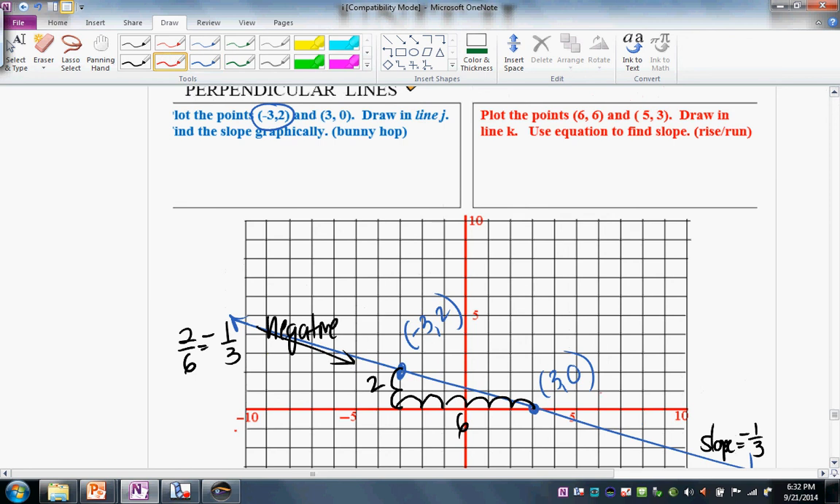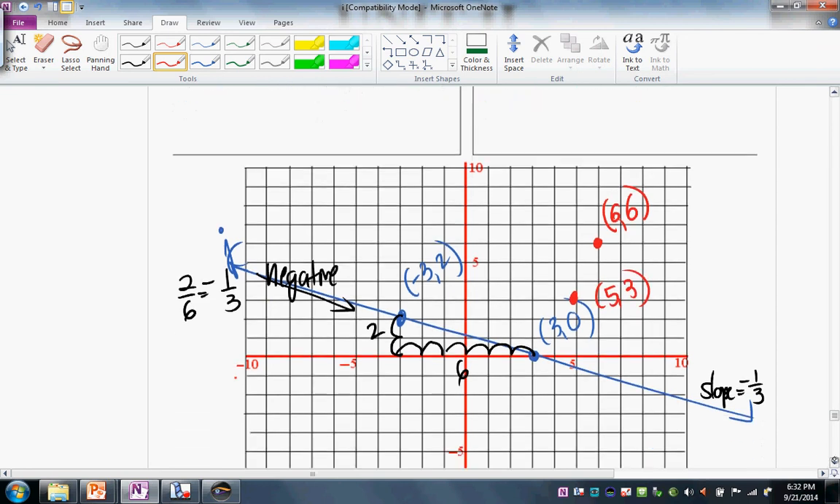Now we're going to plot the point 6, 6 and 5, 3. Oh, you're supposed to name these lines. That was J, line J. So 6, 6. And 5, 3. And draw your line.